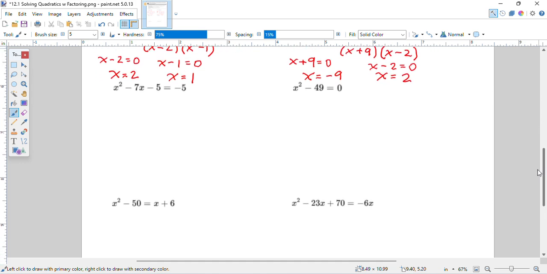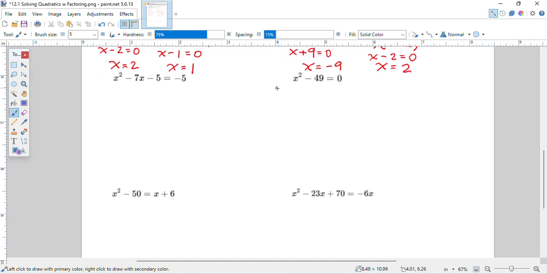I'm going to look at one more with you guys. I think I'm going to look right here at x squared minus 49 equals 0. You'll notice this isn't in the form ax squared plus bx equals c. Or rather, it is, but b is 0. I don't have an x value here, so b is 0. My a is 1, my c is negative 49, and my b is 0.